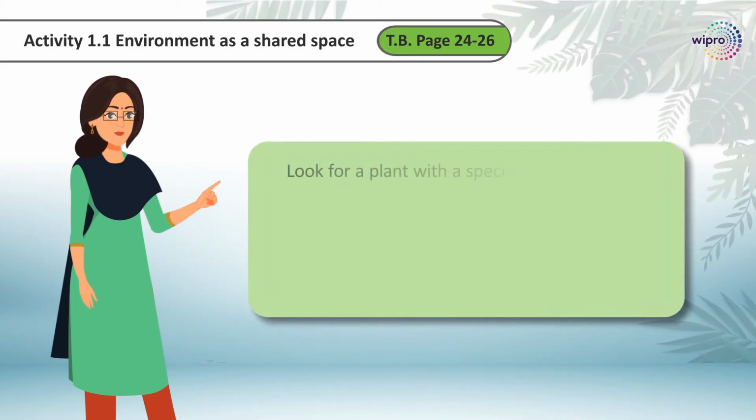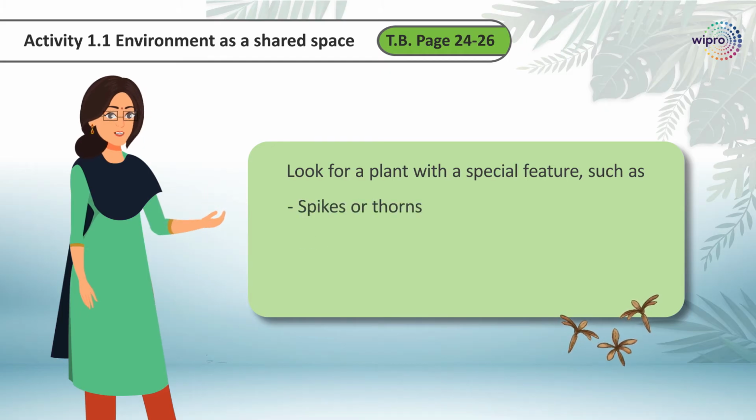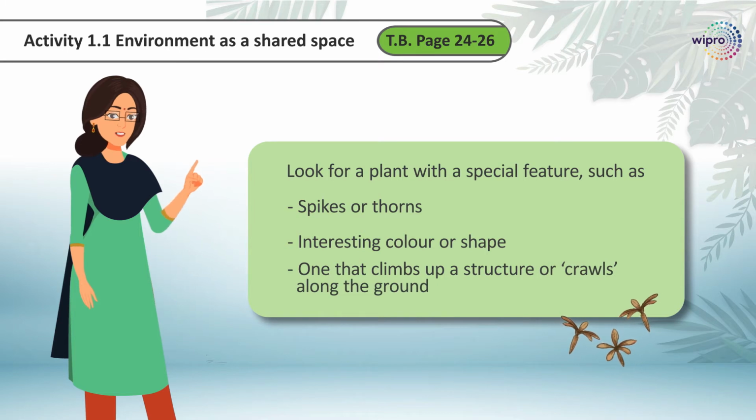Next, look for a plant with a special feature, such as spikes or thorns, interesting color or shape, one that climbs up a structure or crawls along the ground. Before you end part 1 of this activity, students should complete their observation notes. Ensure that they make notes of whatever they have observed.